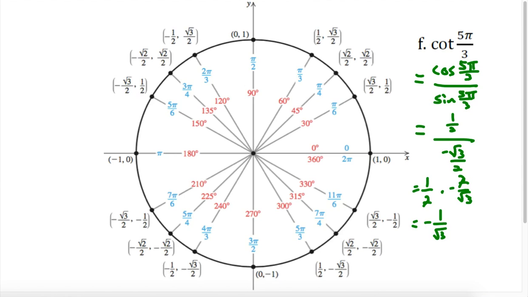We do need to rationalize if we have a radical in the denominator. So multiply top and bottom by the square root of 3, and we would end up with negative square root of 3 over 3.